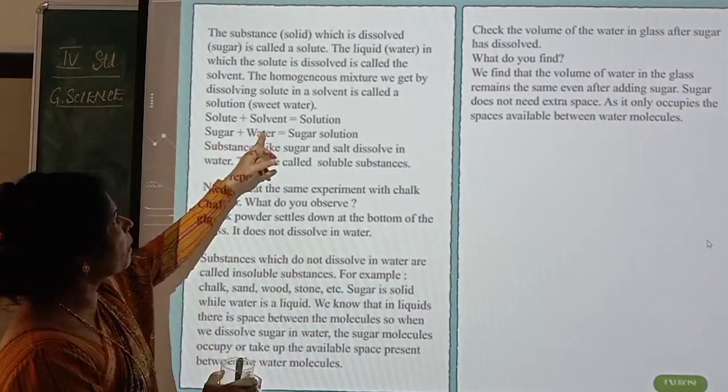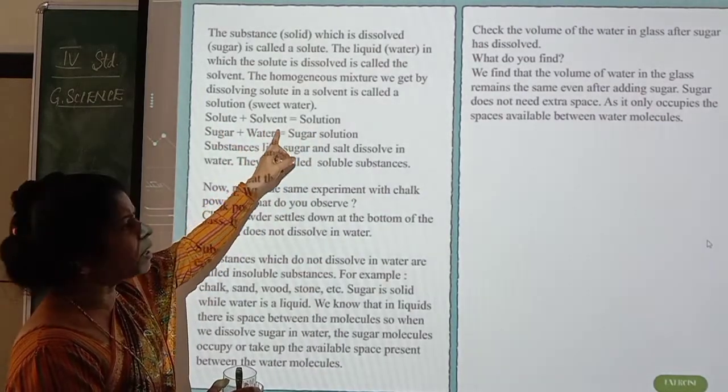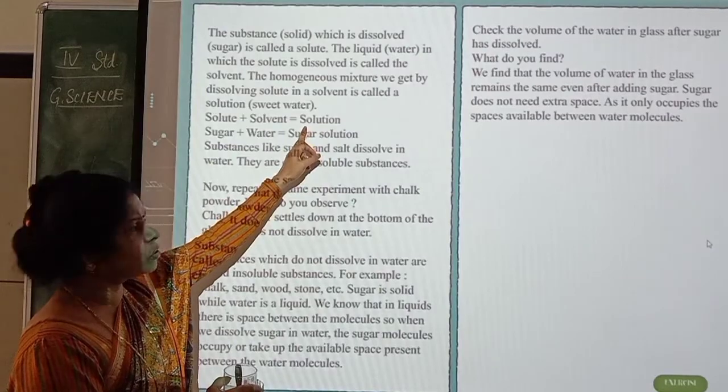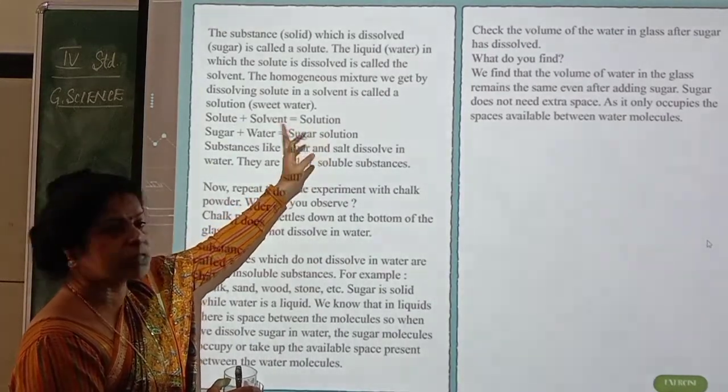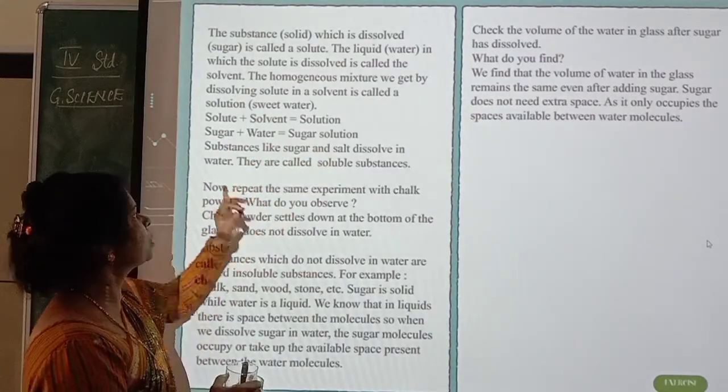You see, solute plus solvent is solution. Solute is sugar, solvent is water. Now it is a sugar solution. We call it a sugar solution because we have added sugar. Sugar plus water is sugar solution.